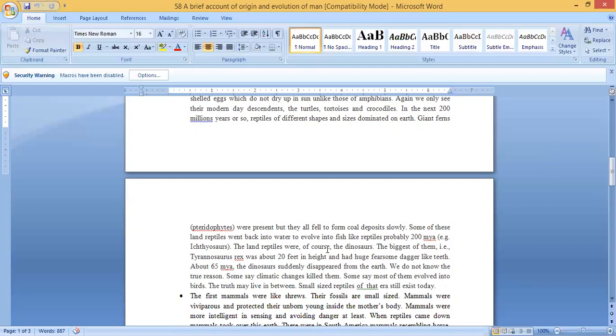So the land reptiles were, of course, the dinosaurs, and the biggest of them, Tyrannosaurus, was about 20 feet in height and had huge, fearsome dagger-like teeth. About 65 million years ago, the dinosaurs suddenly disappeared from the earth. So we do not know the true reason. Some say climatic change killed them. Some say most of them evolved into birds. The truth may lie in between. Small size reptiles of that era still exist today.